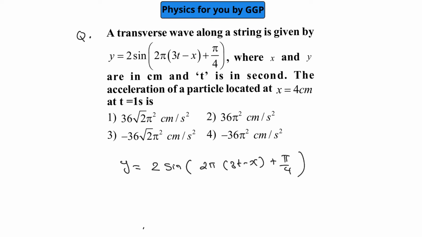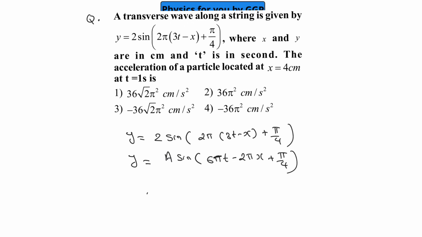So if you are just comparing it with the general equation, that is A sine omega t, if you multiply this 2 pi inside, we can take it as 6 pi t minus 2 pi x, that is same as omega t minus kx plus pi by 4, which is representing the initial phase of it.